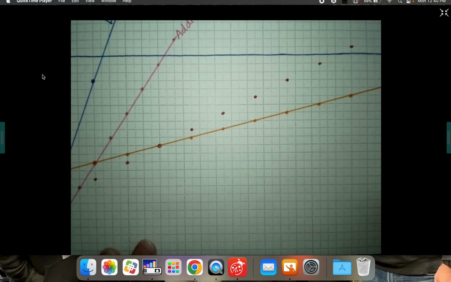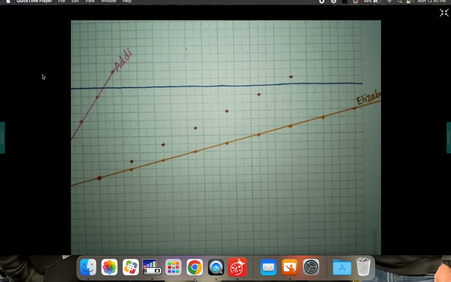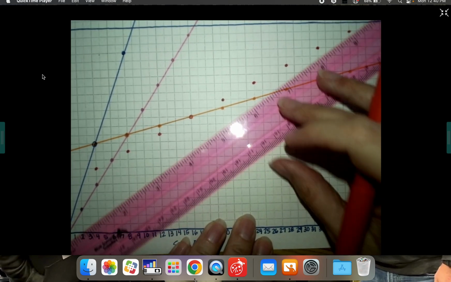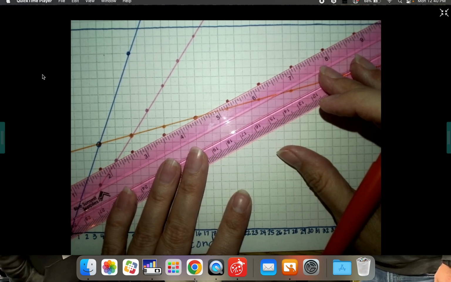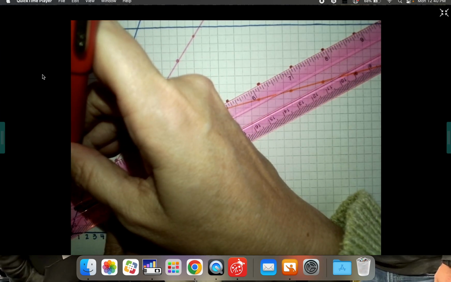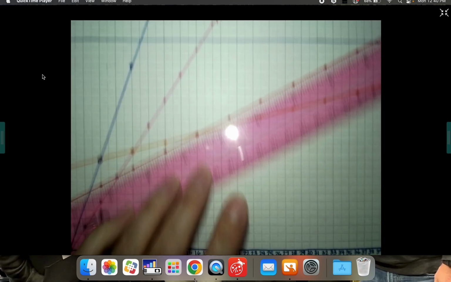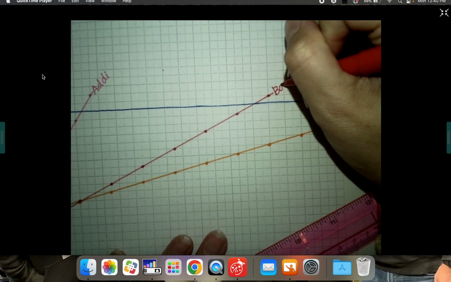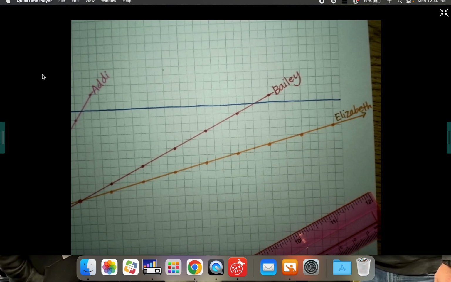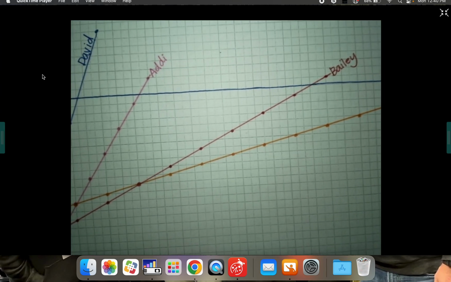That's okay. All right, so you can tell that her line is steeper than Elizabeth's. She's going twice as fast. If Elizabeth only went 1 meter in 4 seconds, this one is able to go 2 meters in 4 seconds. So same amount of time, but twice as fast. All right, and this person is Bailey. Okay, so we've got Bailey, Elizabeth, Addie, and David.